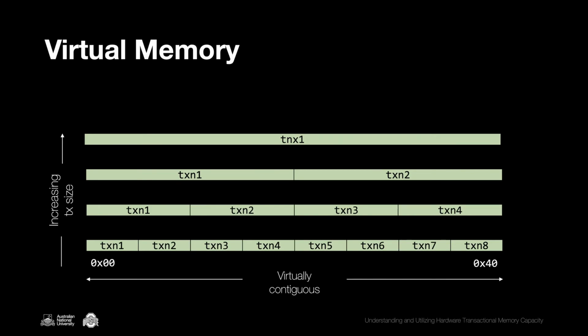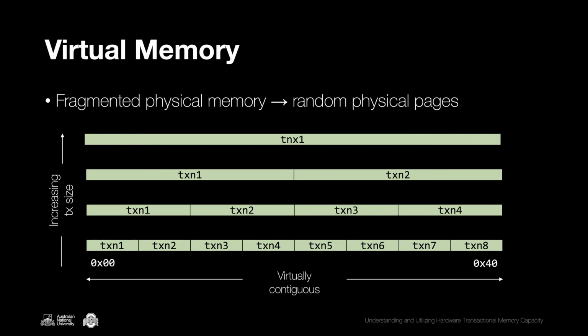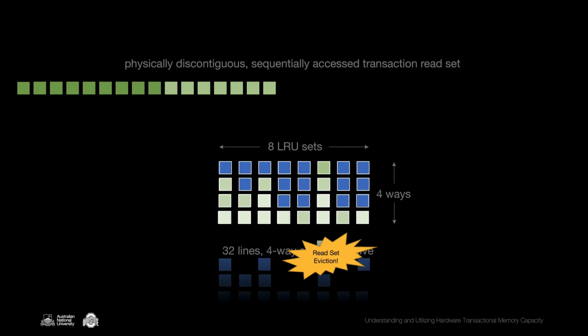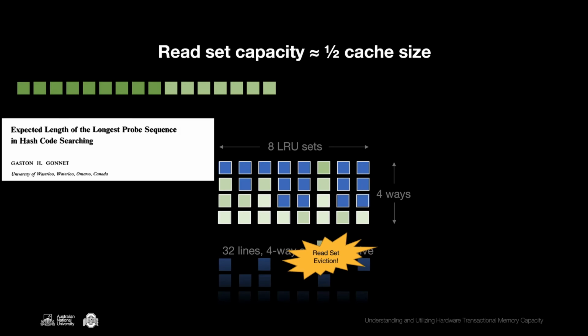The contiguous memory we allocated for transactions is in fact only virtually contiguous. On a machine with fragmented physical memory, the OS is likely to give us random physical pages to back our allocation request. How can this affect HTM capacity? If you have random physical pages, certain cache sets will be more heavily used. As a result, it takes less time before a green line gets evicted. In fact, a theoretical result due to GoNet tells us that we can expect the effective capacity to be about half of the actual capacity for completely random pages.